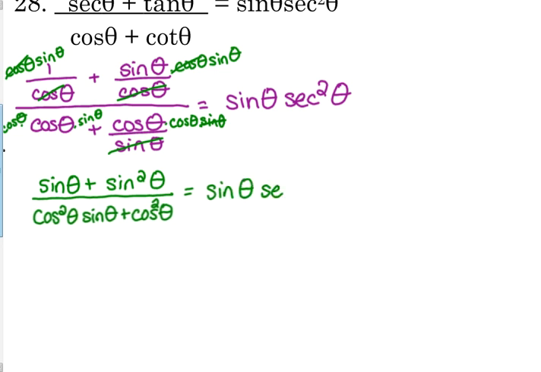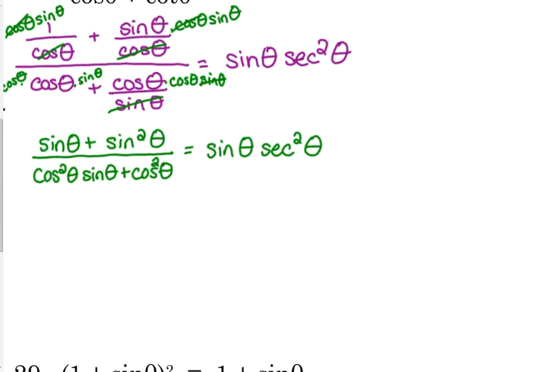All right, it doesn't appear that we're making too much progress, but we actually are. A little bit more than we think we are. In the numerator, let's factor out a sine of theta. Okay, when we factor out a sine of theta, we've got 1 plus the sine of theta. What can we factor in the denominator? Cosine squared. Do you see where this is headed?